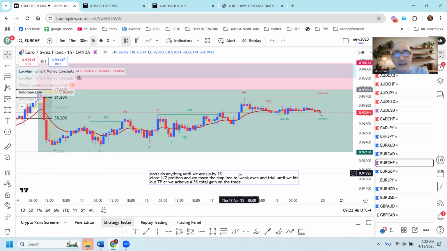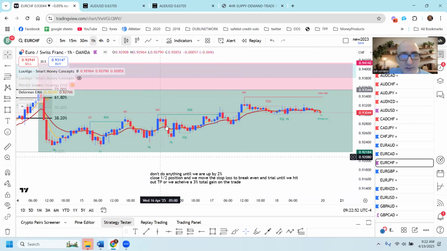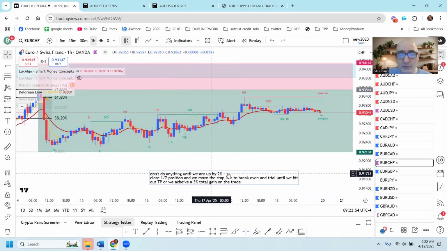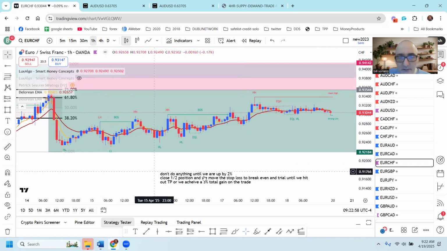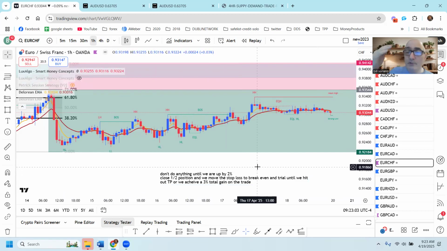On this weekly recap. Okay, so this one's getting a little bit longer, but I want to show you this and I want to explain this to you. Again, you don't do anything until you're up by 2%. Once you're up by 2%, you close half the position and you move your stop loss to break even and you trail it until you hit your take profit, or you achieve a total 3% gain on the trade.